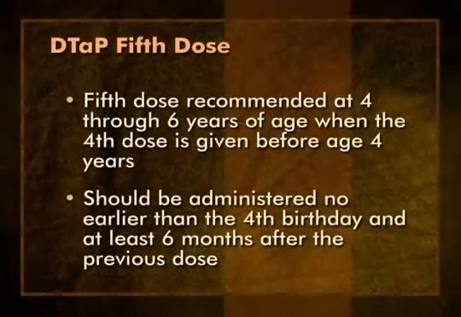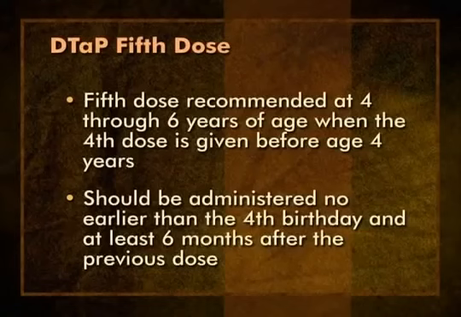A 5th dose of DTaP at 4 through 6 years of age is recommended when the 4th dose is given before age 4 years. This final dose in the DTaP series should be administered no earlier than the 4th birthday and at least 6 months.